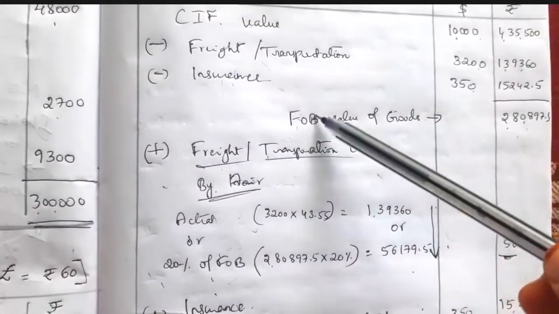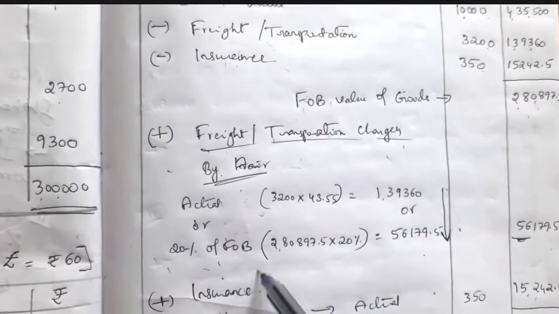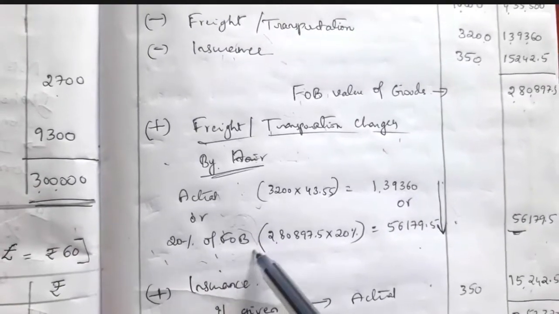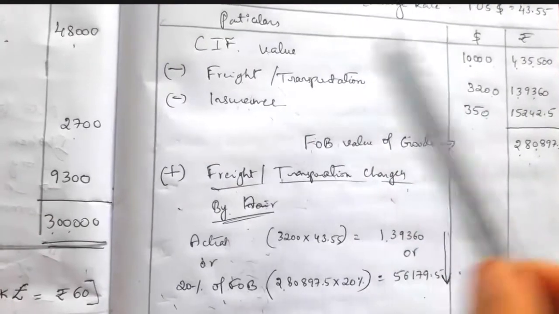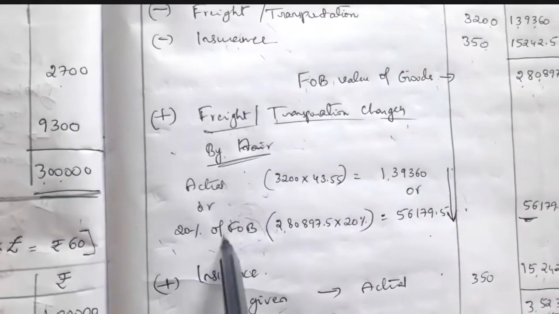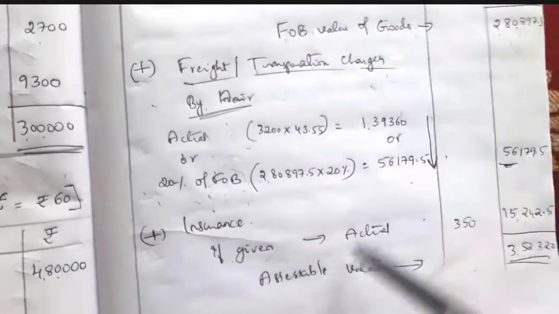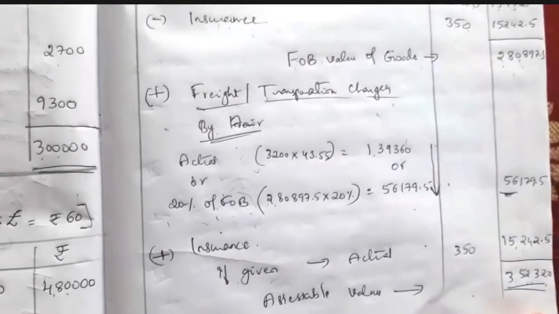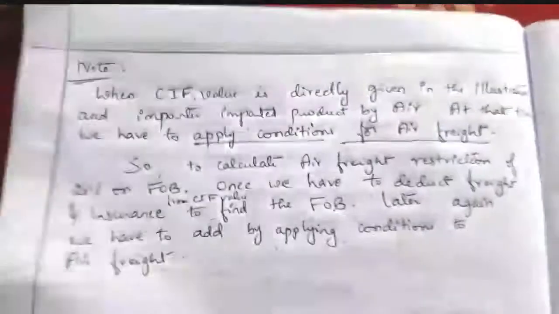So why do we want FOB? To calculate the air freight restriction, there is a 20% of FOB restriction. So to take the FOB value, once we deduct the freight and insurance from CIF value, we will get the FOB value. On that FOB value we are applying the air freight conditions. So we will get the actual assessable value with the use of that condition. So this is about this illustration. So write the note also.